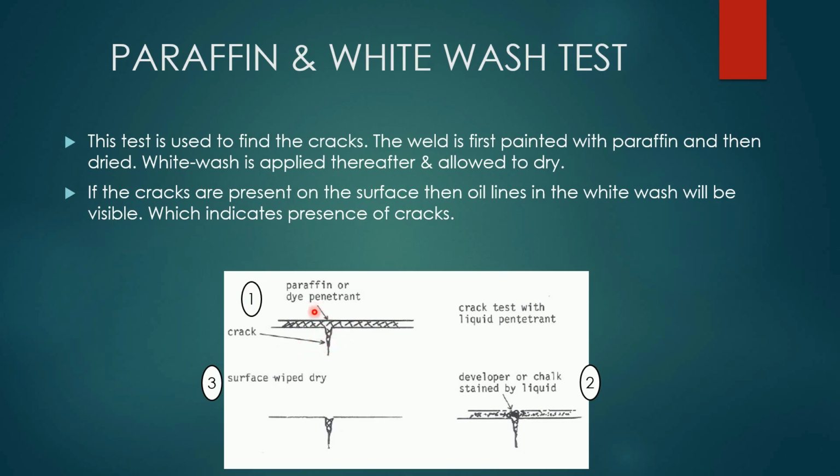First we have to apply paraffin, which is a white colored liquid, and let it dry. Then next you can see point number 2 is here. Then white wash is applied and it is also allowed to dry. So if cracks are present on the surface, then the oil lines of this paraffin will be developed over here. So we can easily identify the crack. Okay, so this was a very simple test.